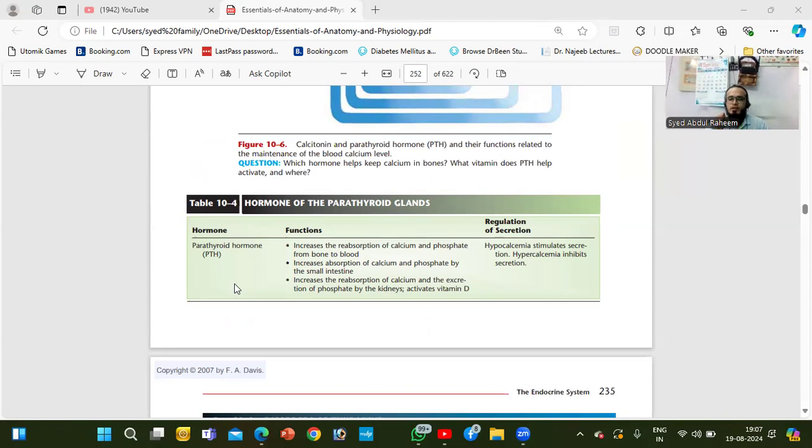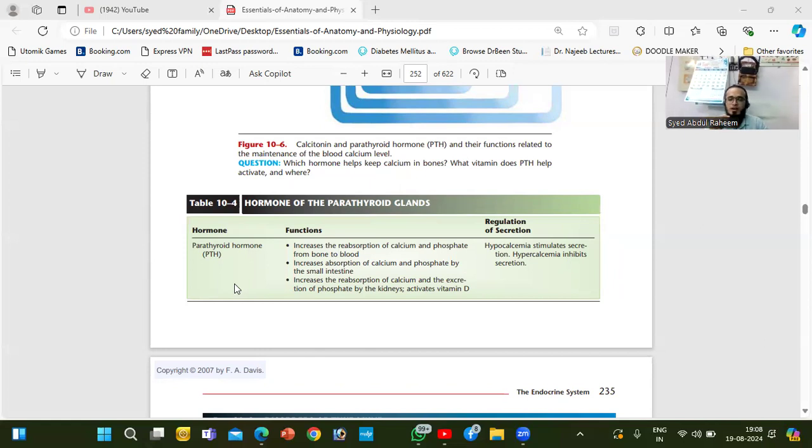So if the level of calcium is decreased in the blood, the receptors will see all the things present in the blood, whether the calcium and phosphate levels are normal. They will indicate the hypothalamus, then the hypothalamus will indicate the pituitary gland, and the pituitary gland will work on the parathyroid. So this is the chain. The level of calcium and phosphate is decreased in the blood.